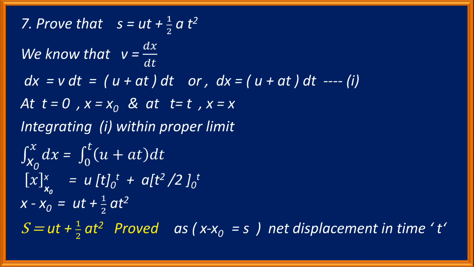Now at time t equal to 0, the displacement is x naught. After some time t, displacement is x. So integrating 1 within proper limit. Integrating dx within the limit x naught to x, and integrating u plus at within the limit 0 to t, we are getting x minus x naught equal to ut plus half at square, and x minus x naught is replaced by s. So finally we are getting s equal to ut plus half at square. This is the required equation.